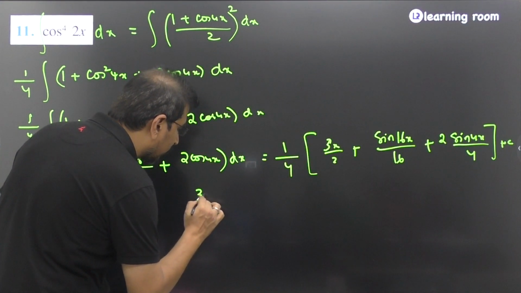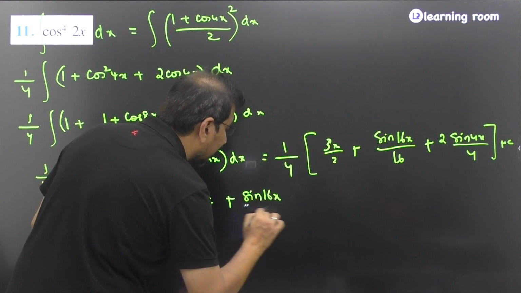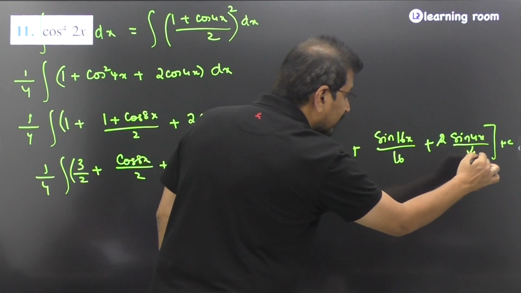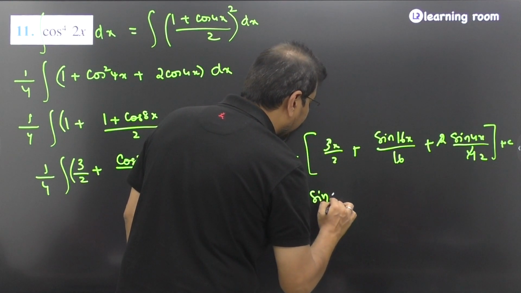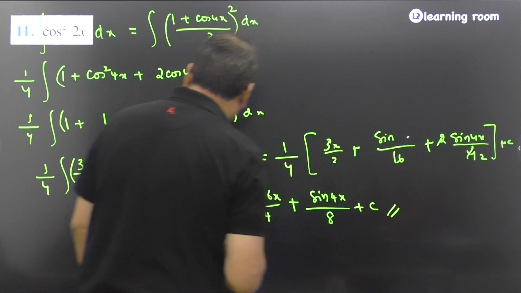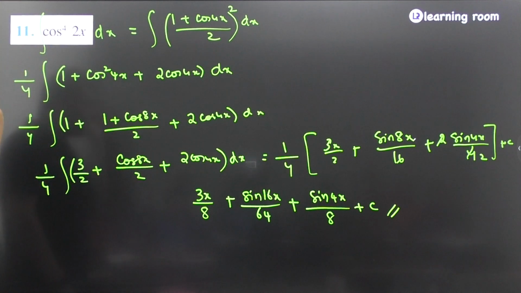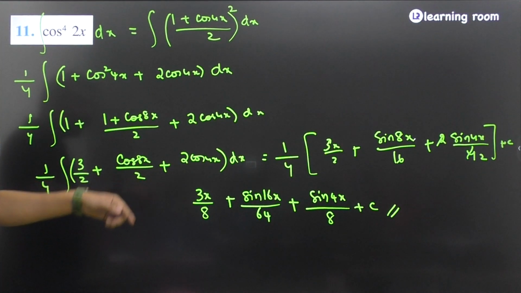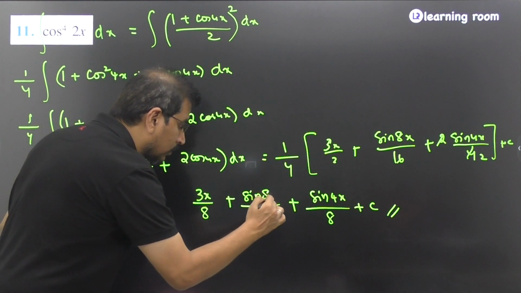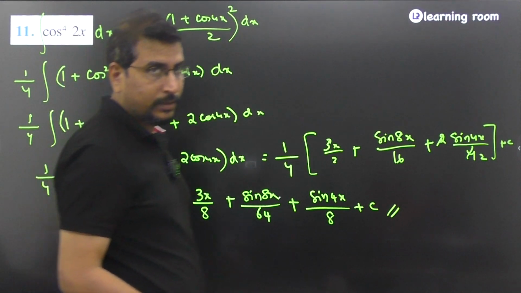So this is going to be 3x divided by 8 plus sin 16x divided by 64 plus, this 2 will cancel this 2 times, it will be sin 4x divided by 8 plus c. So correction here. It will be sin 8x divided by 16 plus sin 4x by 2. So when you combine this, you are going to get the final answer as 3x by 8 plus sin 8x by 64 plus sin 4x by 8 plus c.